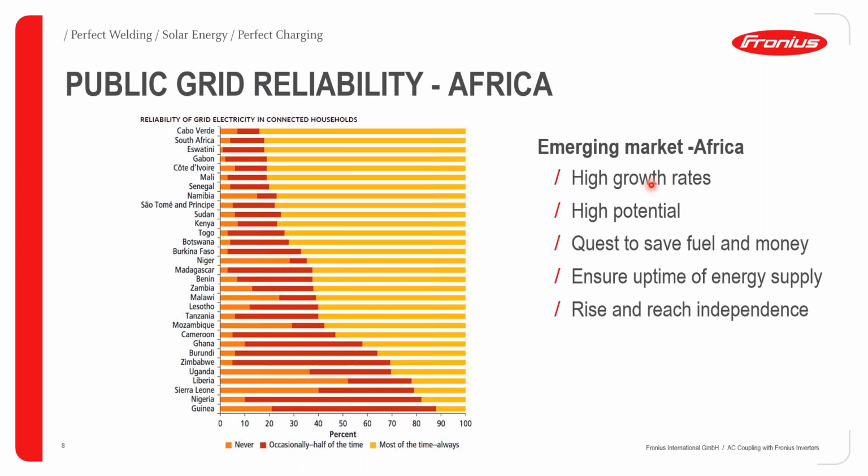But Africa, as an emerging market, has seen high growth rates, and therefore the demand for electricity is also going high. Even when the public grid is available, the demand on it becomes so high that in some countries they are experiencing load shedding even with high access to electricity. So there is high potential for PV on the African continent.